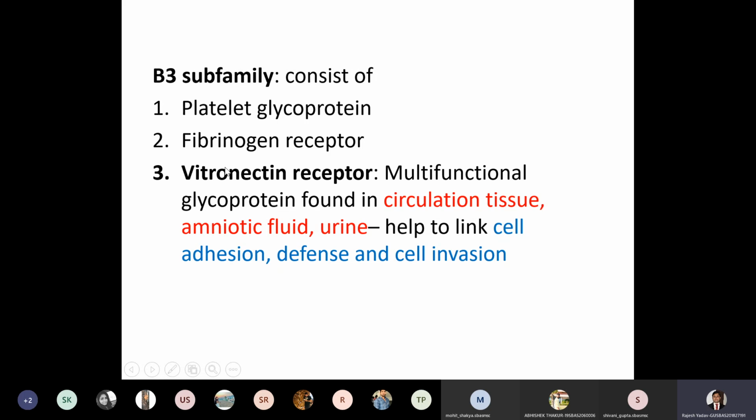So the fibronectin receptor is a multifunctional glycoprotein found in circulatory tissue, amniotic fluid, and urine. It helps in cell adhesion, defense and cell invasion. And because that is a platelet glycoprotein, it has a role in platelet aggregation on the blood vessel when injury occurs, and the fibronectin receptor also helps in the aggregation of the platelets. So we can say that all of this B3 family is associated with platelet aggregation, platelet adhesion, and blood clotting factors, that means it helps in blood clotting.